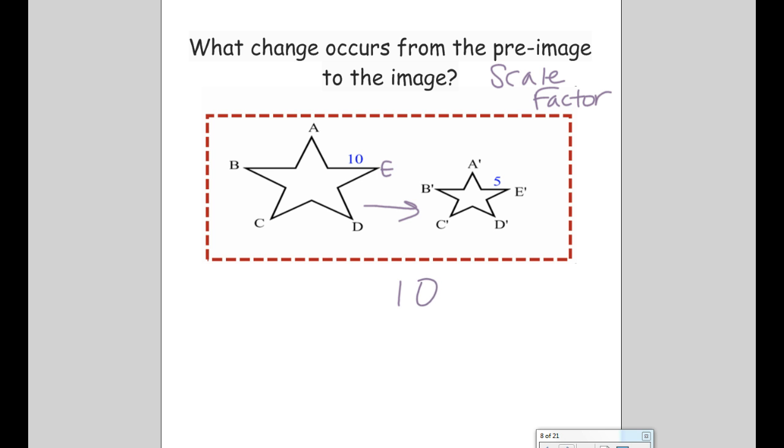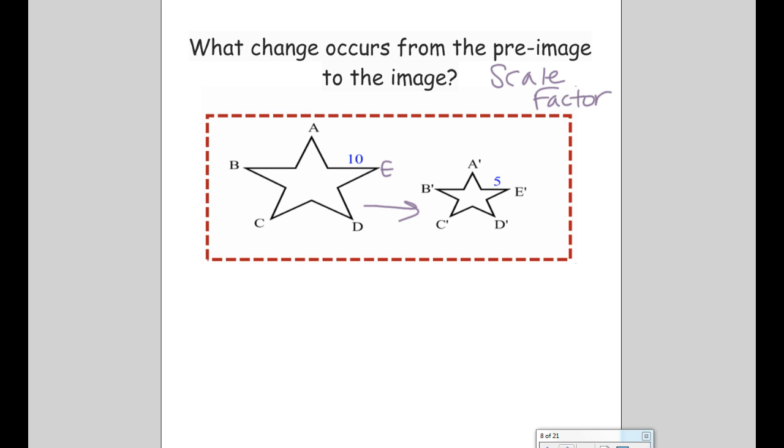10 divided by 5, what's 10 divided by 5? Ooh, it's 2. Did it get 2 times bigger? So how can I change that? I don't want it to be 2. I don't want it to be twice as big. So 10 divided by 5 was close, Ashley, but it was incorrect. What should it be?